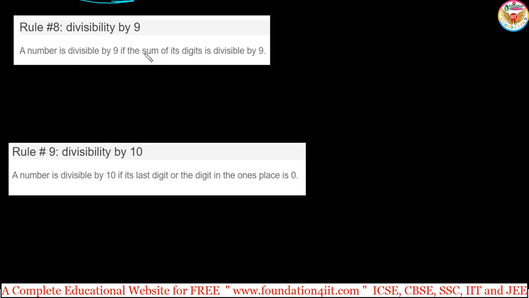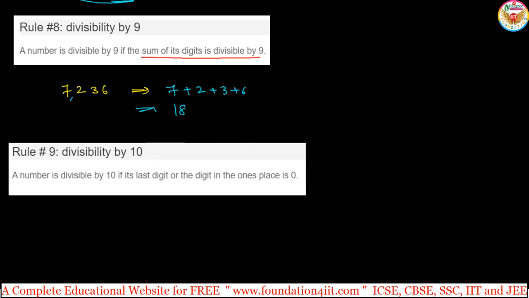The rule for 9 is the same as the rule for 3, but in this case the sum of the digits must be divisible by 9. Let us take one example, 7236. To check whether it is divisible by 9: 7 plus 2 plus 3 plus 6. 7 plus 2 is 9, plus 9 is 18. 18 is exactly divisible by 9, so 7236 is also divisible by 9. A number is divisible by 9 only if the sum of its digits is divisible by 9.